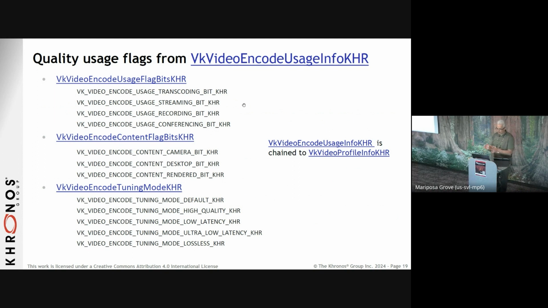So you specify all this information, and again, you chain the usage info through all the profile info, and then both the session as well as most of the APIs are aware of what you're trying to do. So the implementation is going to optimize the encoder streams in the way you would expect it to.